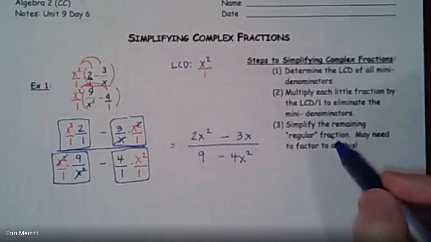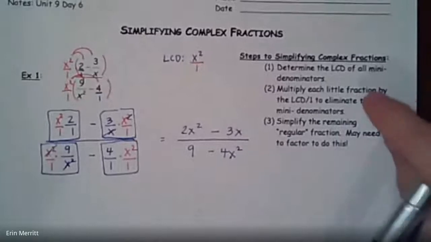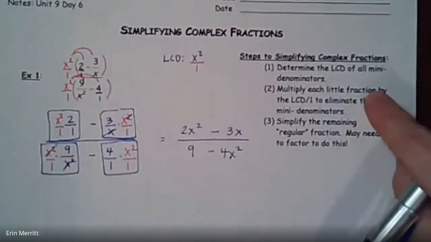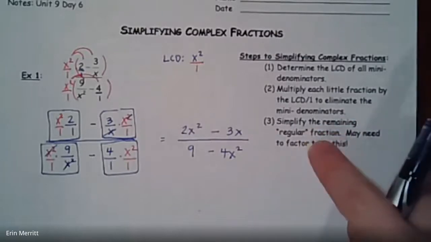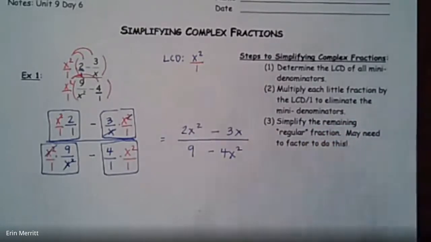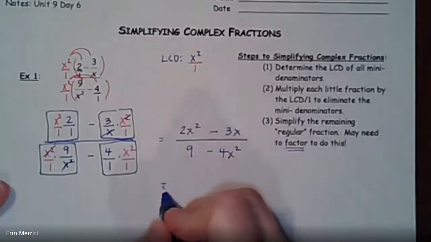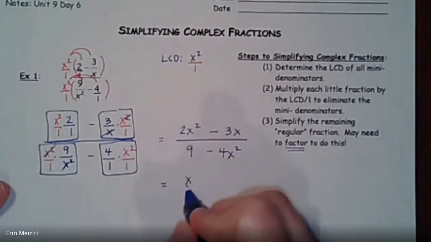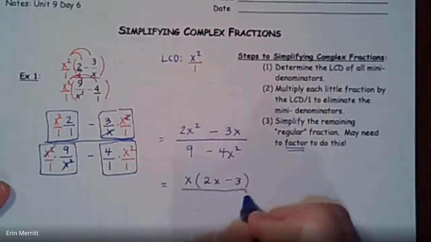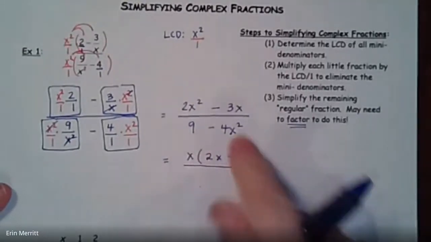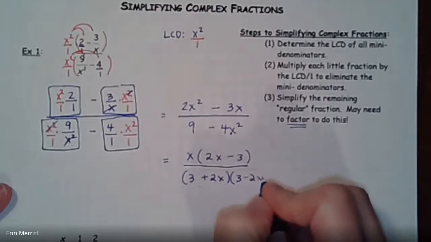All right, that was actually step 3 right there. So that gets us to step 3. We multiplied each one to eliminate the little mini denominators. And now when it says simplify the regular fraction, we just are going to factor away. Now it's to the point where we can factor the numerator by taking out a GCF. That'll leave us with 2x minus 3. Factor the denominator with a little difference of perfect squares. So 3 plus 2x and 3 minus 2x.